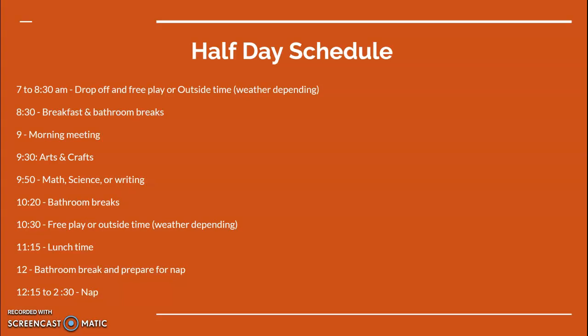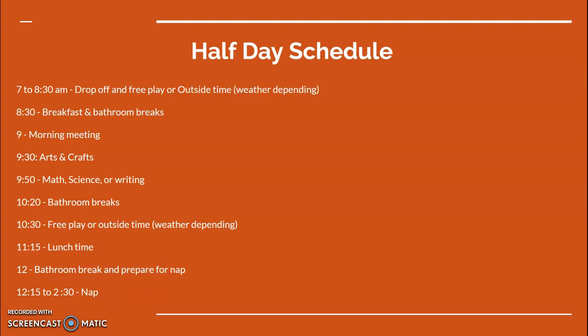So from 7 to 8:30 a.m. is drop-off and free play or outside time, depending on the weather or if the children want to go outside. From 8:30, it is breakfast and bathroom breaks. 9 a.m. is morning meeting. That is just our typical, we sing songs, do the calendar, that type of stuff during that time.